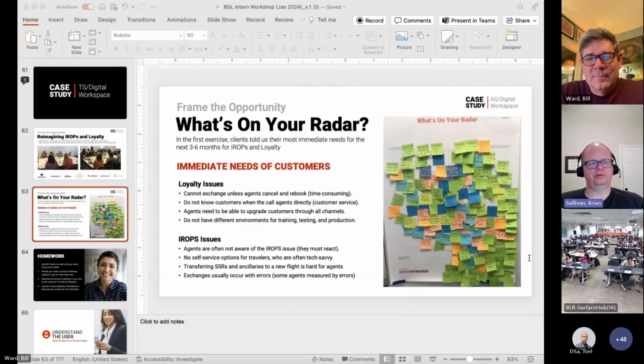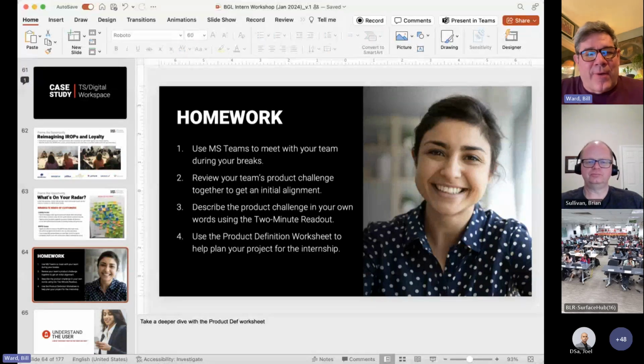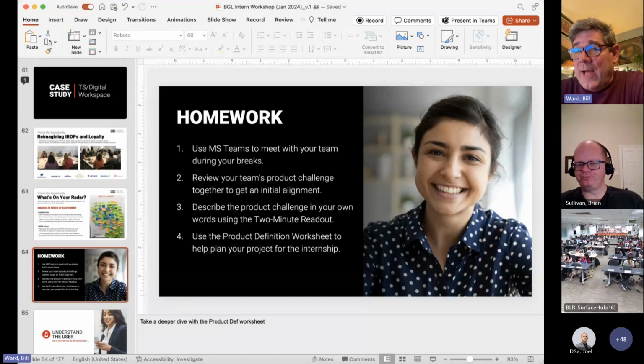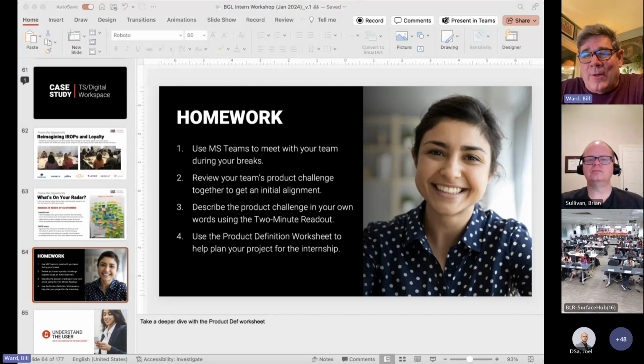So interns, because Bill and I are college teachers, you have homework, which is on the next slide. So, Bill, why don't you tell them their homework? You bet. You guys are going to get with your teams during your breaks. You're going to review your team's product challenge and try to get that initial alignment with which document? The 2-minute readout, right? Describe your product challenge. And then you're going to use the product definition worksheet to really plan the project and go a little bit deeper. So, are we all clear?